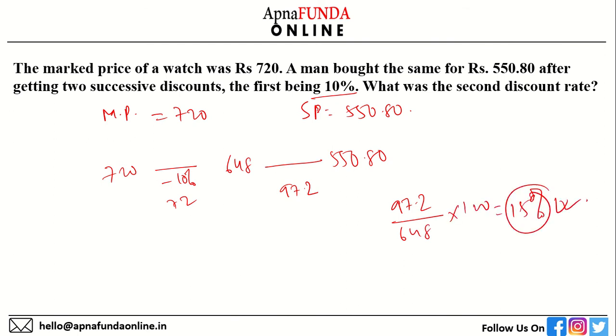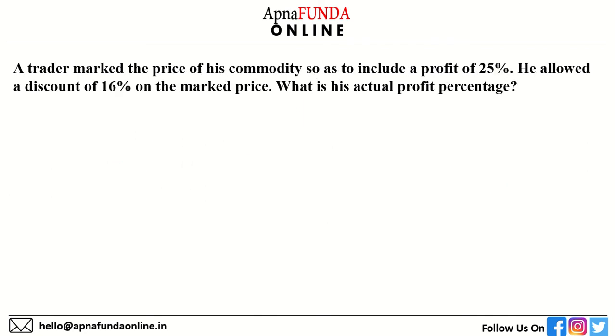I hope you have also got the same answer. You have solved along with me, and we go to the next question. A trader marked the price of his commodity so as to include a profit of 25%. He allowed a discount of 16% on the marked price. What is his actual profit percent? We know this. On the cost price, there will be a markup which will give me a mark price. On the mark price, there will be a discount which will give me the selling price. We'll solve it in this way.